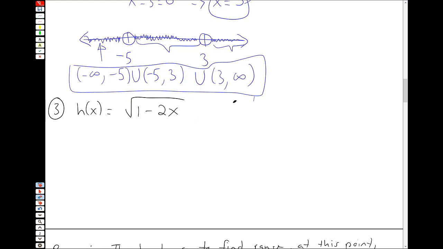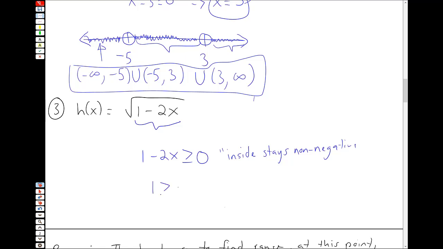Now remember, you can't take the square root of a negative number, so we're going to take the inside here, and we want to make sure that it's always non-negative. We don't want that to be negative, otherwise we blow up the universe. So how do you make sure it's not negative? Well, you set it greater than or equal to 0. This makes sure the inside stays non-negative. And now we just solve for x.